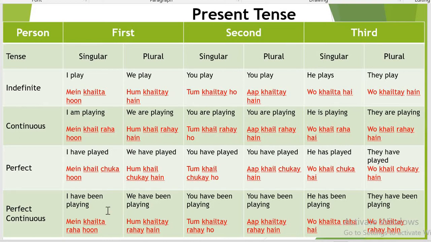In case you hear something like that, or have to talk in a way which is from the perfect continuous tense, then you know how to say the words. So I have been playing: मैं खेलता रहा हूँ. हम खेलते रहे हैं. तुम खेलते रहे हो. आप खेलते रहे हैं. वो खेलता रहा है. वो खेलते रहे हैं. So that is your present tense, and it has all its four parts: indefinite, continuous, perfect, and perfect continuous.